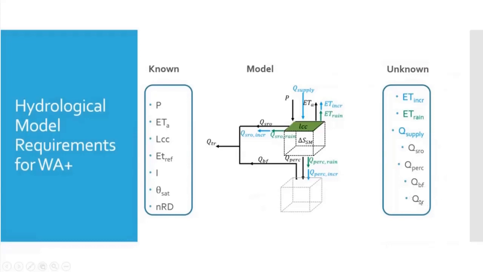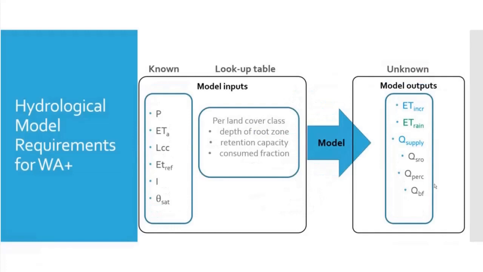We need to know the retention capacity also, which is based on the land cover class, and we need to know the consumed fraction, or we need to assume the consumed fraction. This consumed fraction is representing, like, if we supply water as, let's say, irrigation, maybe not all of the water which we supply is consumed through evapotranspiration. Some will be lost to runoff or percolation. So to represent that, we need to assume a consumed fraction, which is usually less than 1.